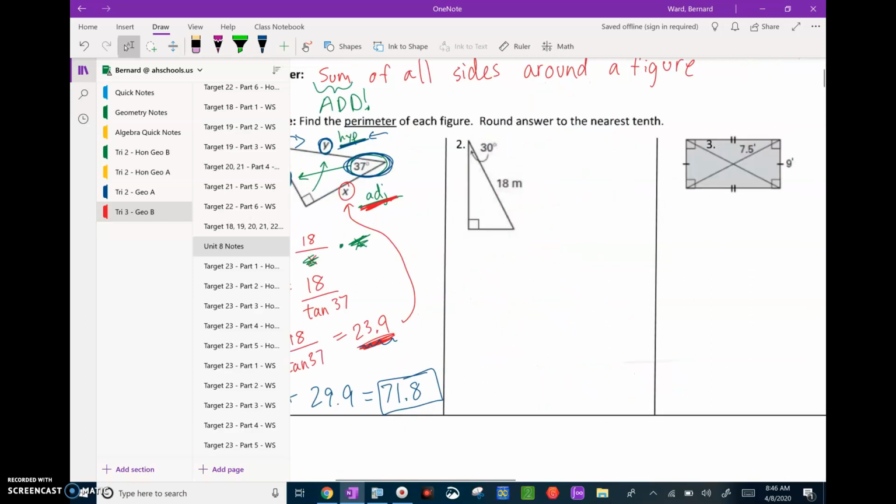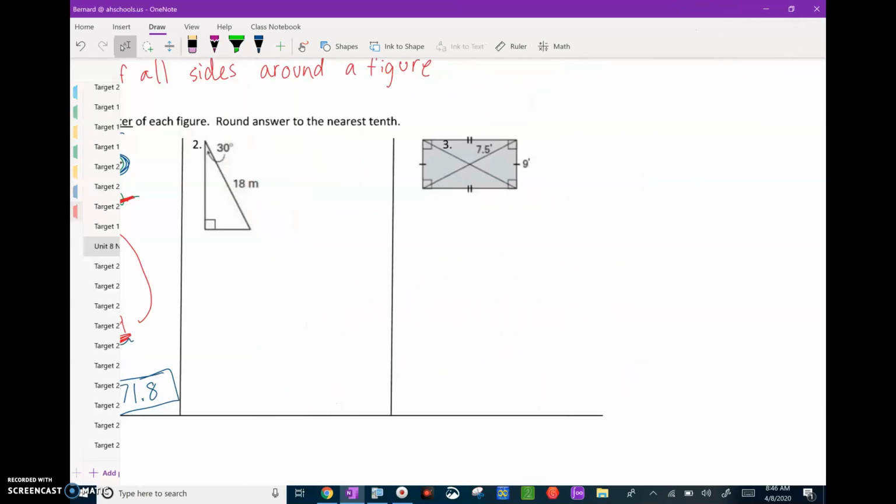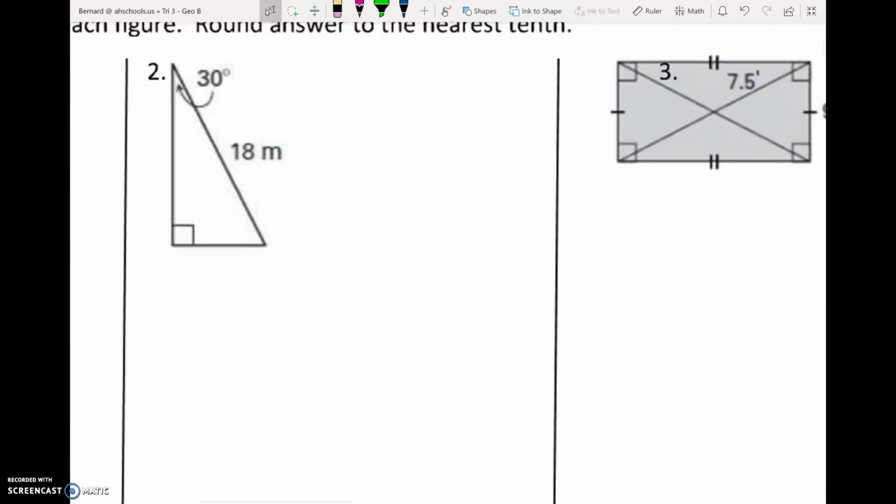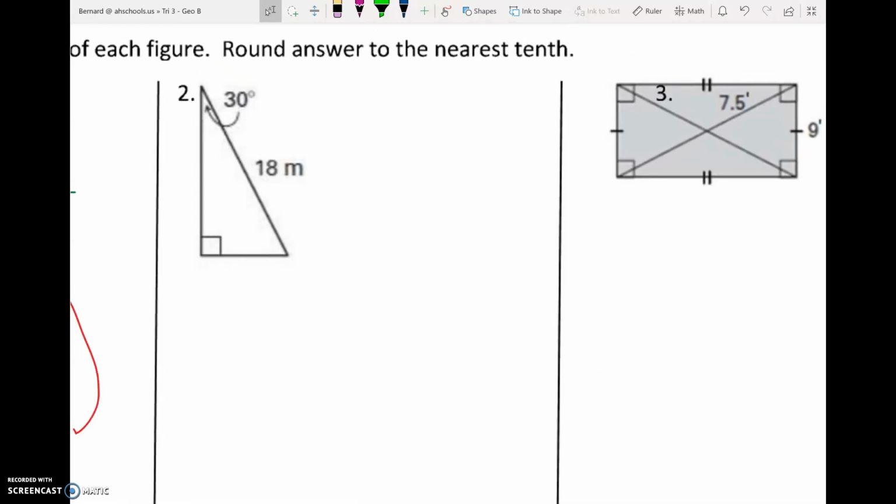All right, let's keep going. Another sine cosine tangent problem here. Well, this is actually a 30, 60, 90 triangle. I'd rather talk about sine cosine tangent though. So we need all the sides, right? So let's put an x here. Let's put a y here.